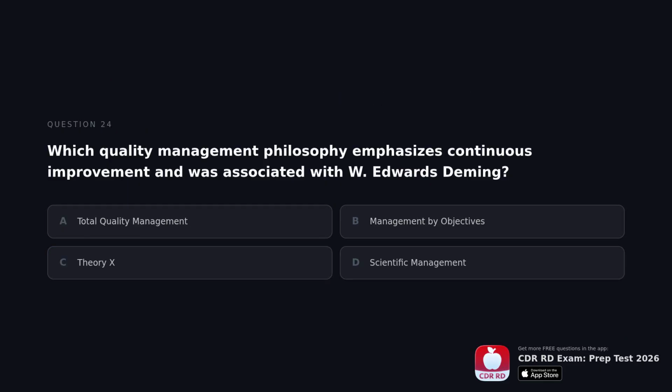Which quality management philosophy emphasizes continuous improvement and was associated with W. Edwards Deming? A. Total quality management. B. Management by objectives. C. Theory X. D. Scientific management.